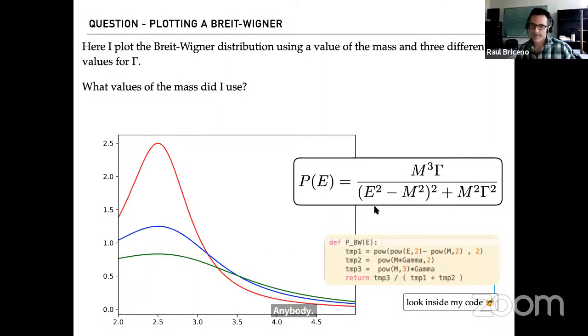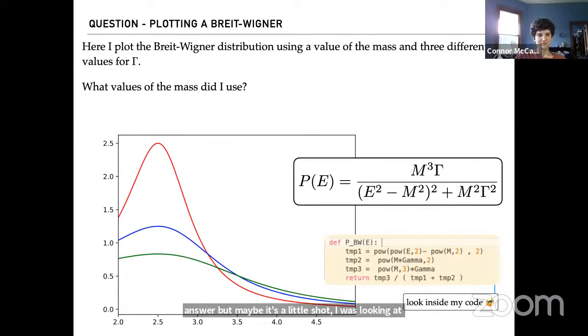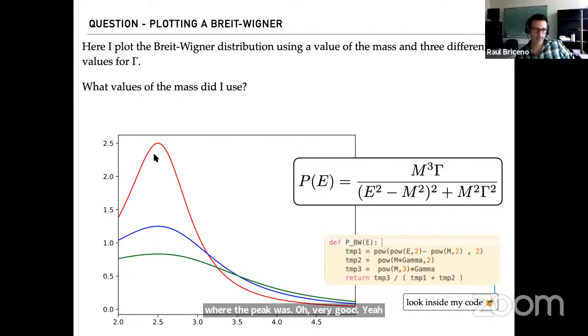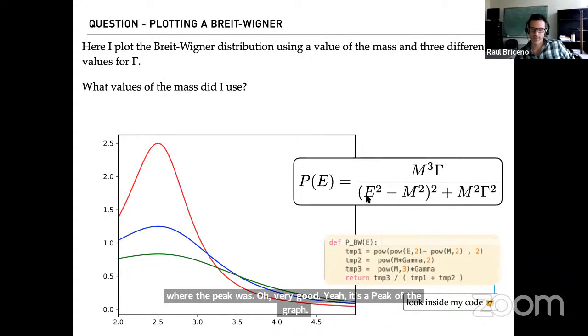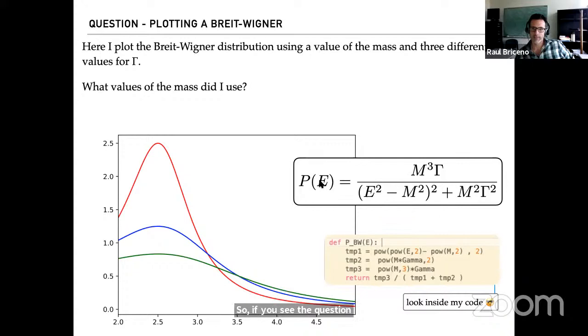All right, I'll rescue Anonymous. I think Anonymous knows the answer, but maybe is a little shy. I was looking at where the peak was. Oh, very good. Yeah, it's the peak of the graph.